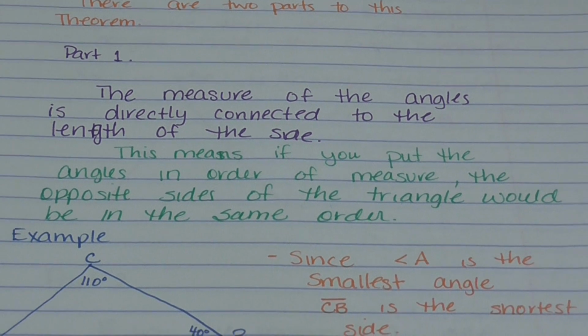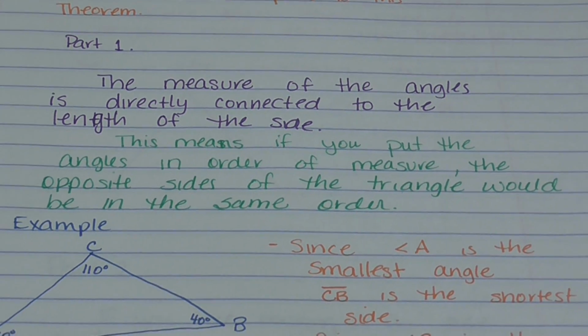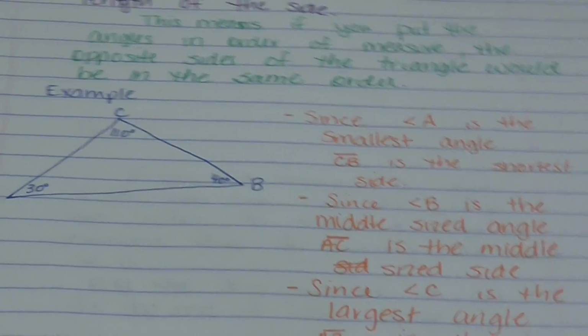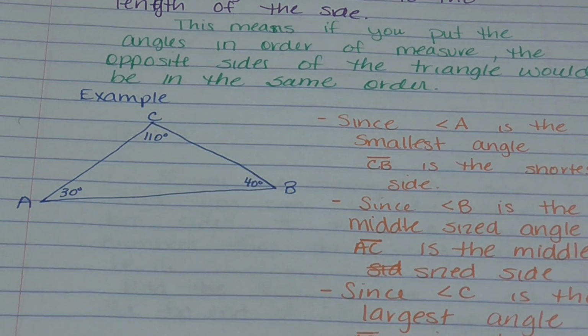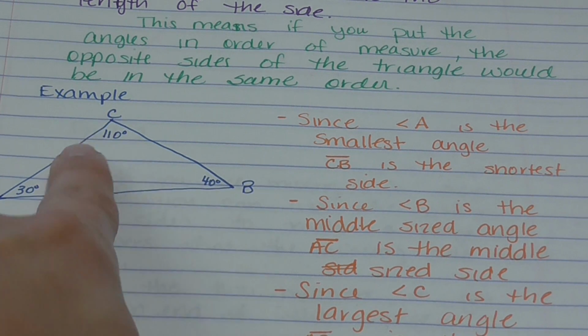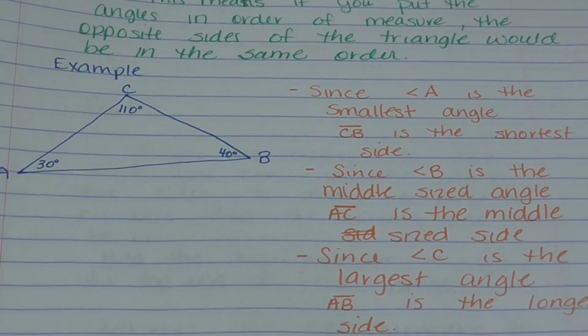Okay, so all this means is that if you put the angles in order of measure, the opposite sides of the triangle would be in the same order. So for example, for this one, since A is the smallest angle, which is over here, then CB is the smallest side. Since B is the middle-sized angle, AC, which is the opposite side, is the middle-sized side. And since C is the largest angle, the opposite side is AB, the longest side.